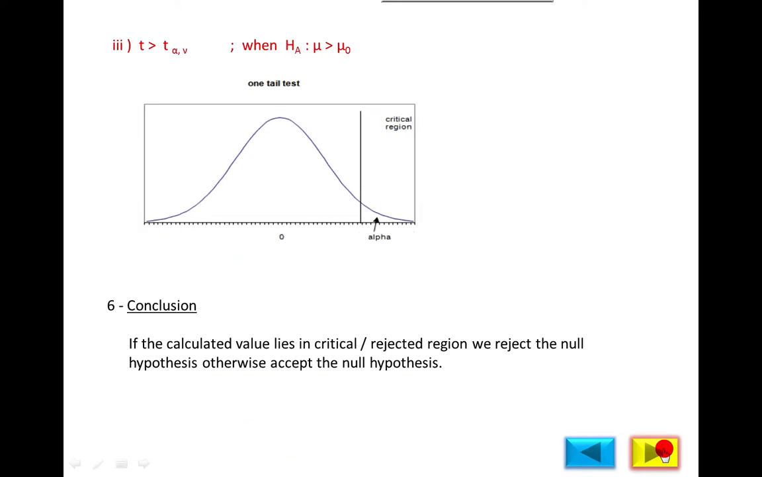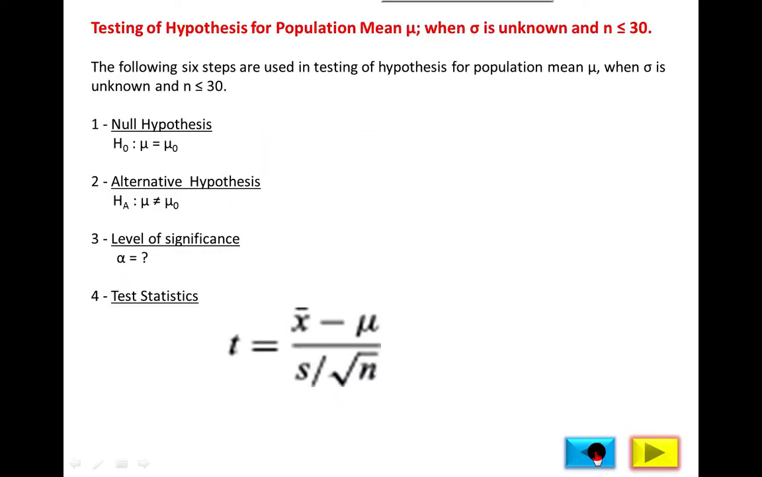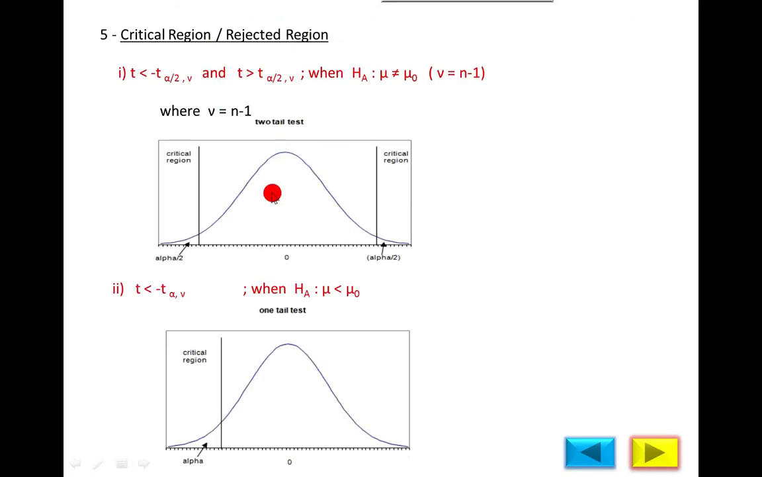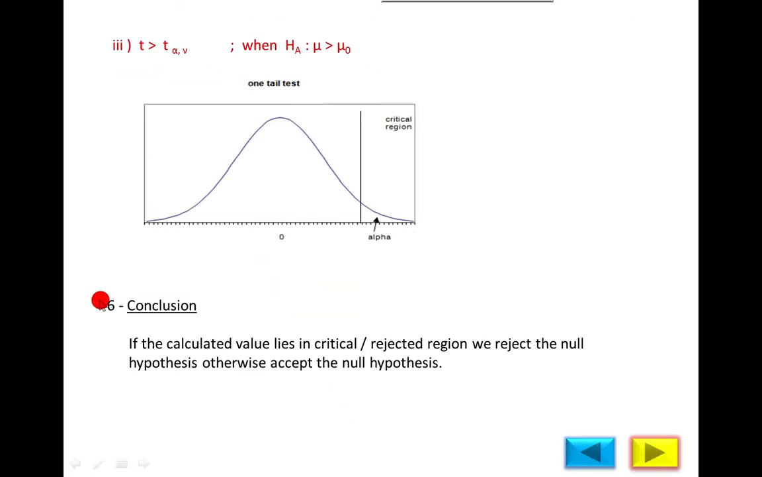Okay, so last step, step number 6. First step: null hypothesis. Second: alternate hypothesis. Third: level of significance. Fourth: test statistic. Fifth: critical region, for which there are three choices. Sixth: conclusion.